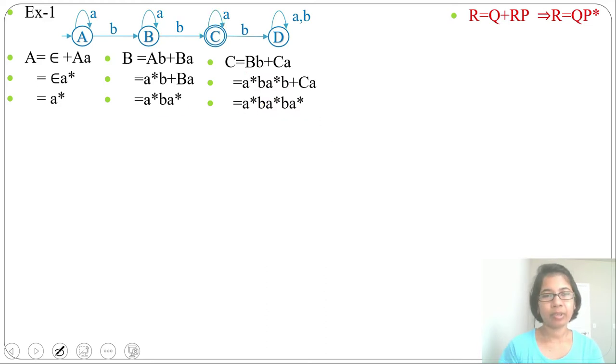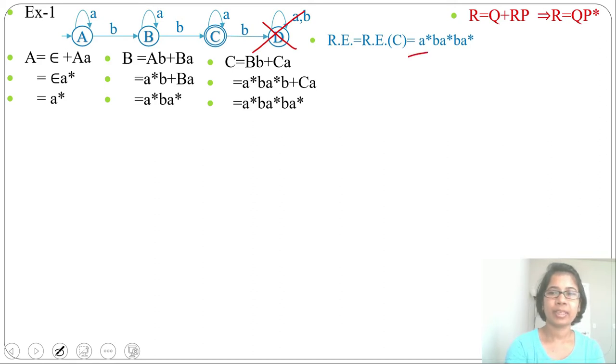Now what will be the regular expression? The regular expression will be the regular expression of C. The regular expression of C is A star B, A star B, A star. And you don't need to find the regular expression for D as it is a dead state. Just trace this regular expression here, A. So it is A star B, A star. We got this regular expression. Directly also you can write it from the finite automata.